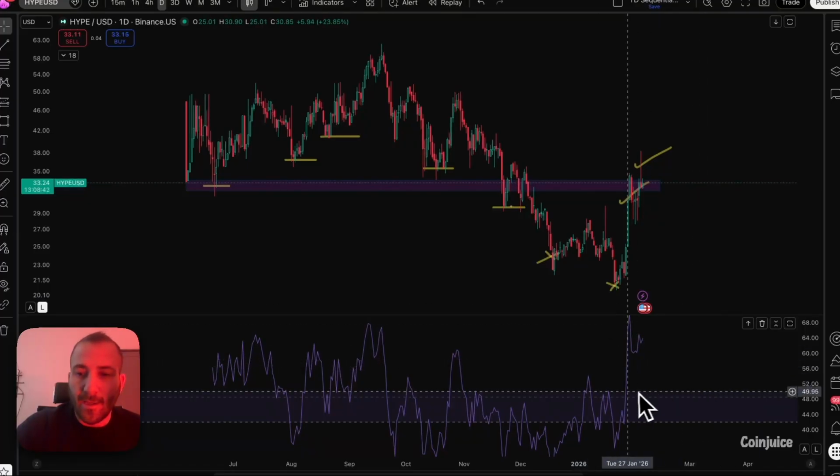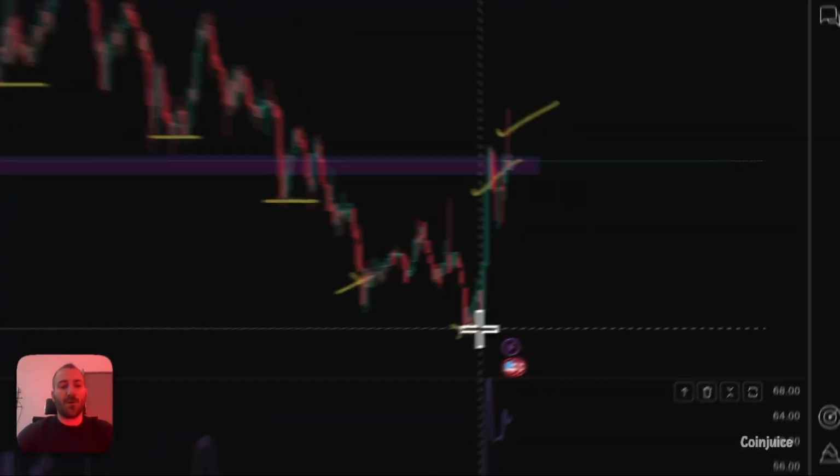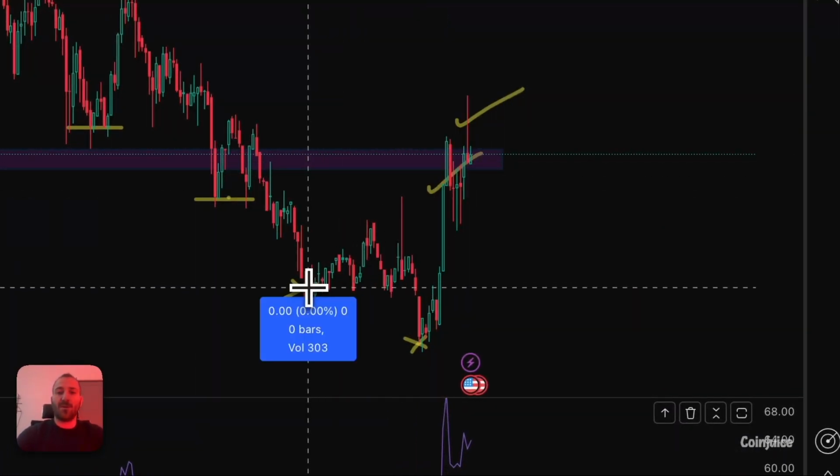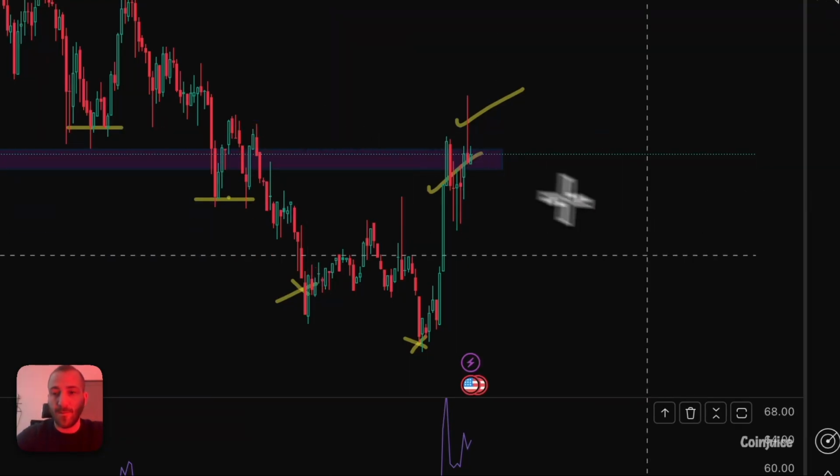RSI on the daily is up, but I would personally be scaling out if I took my positions here, because I would have made my 55%, I would have made my 38% or my 47% trade.